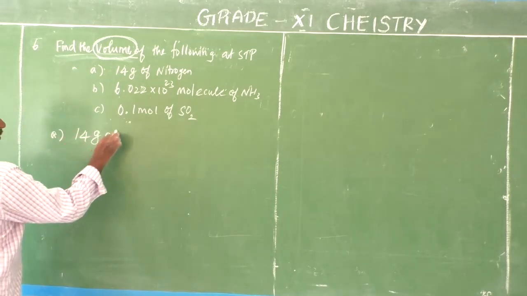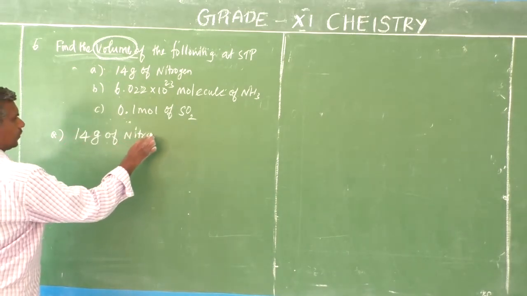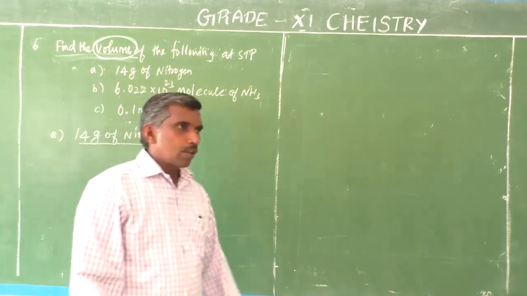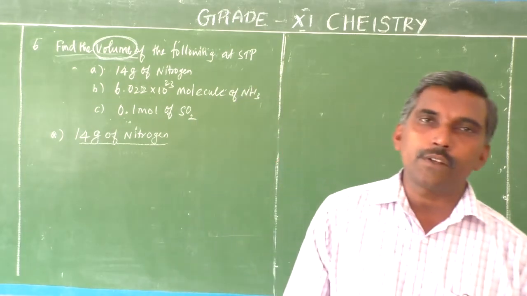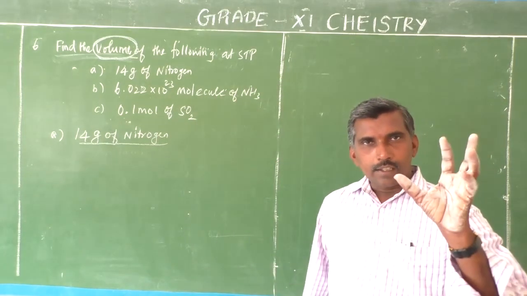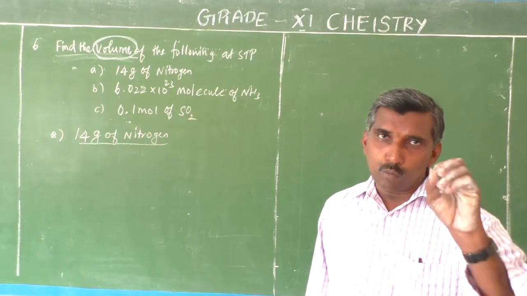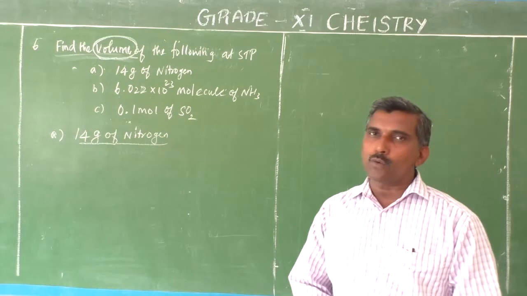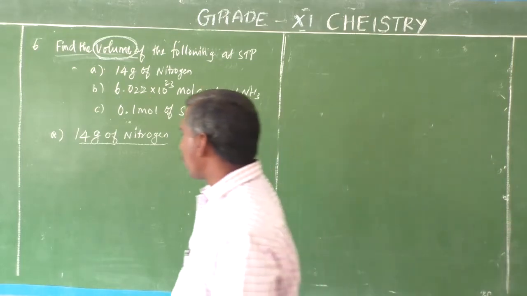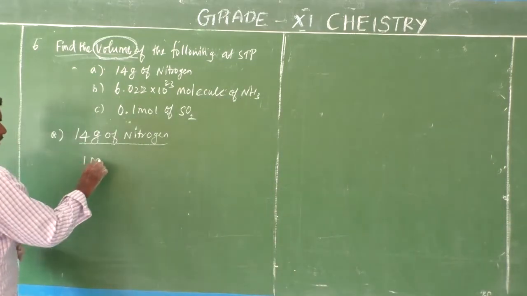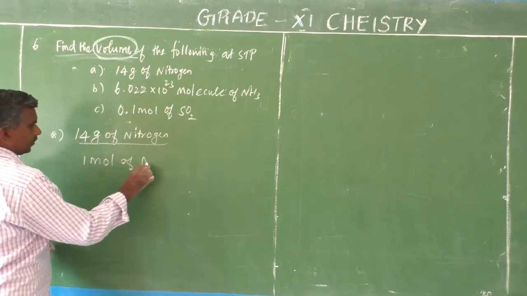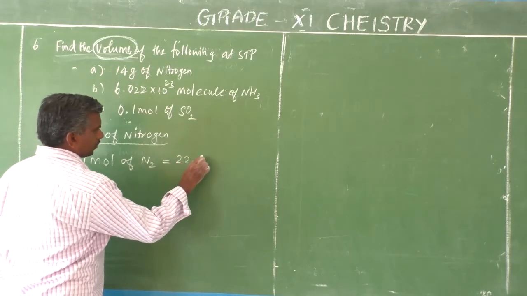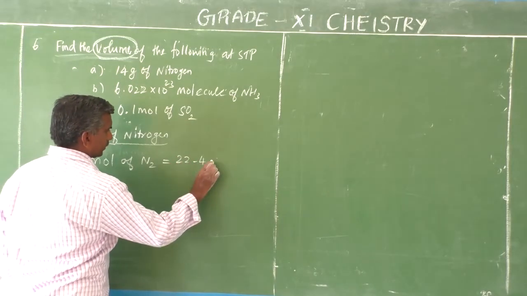14 gram of nitrogen, how many volumes? That is the question. You know, molar volume, we already learned in the previous video class. For any gas, 1 mole of any gas contains 22.4 liter. So you take nitrogen: 1 mole of nitrogen gas, what is the volume? 22.4 liter.